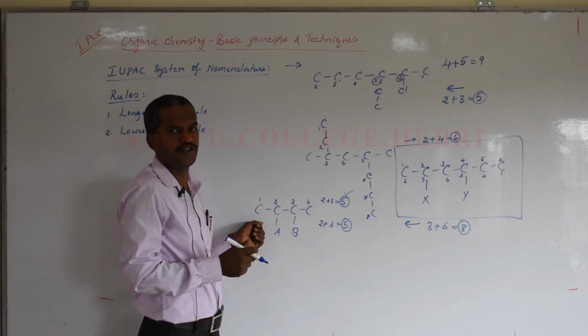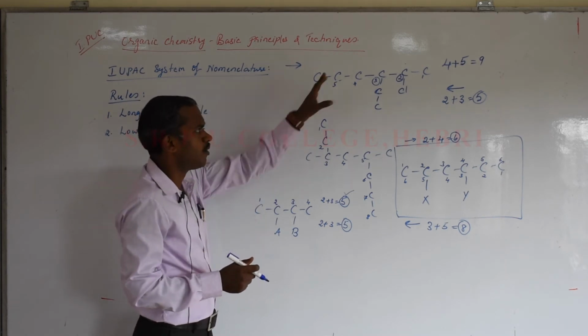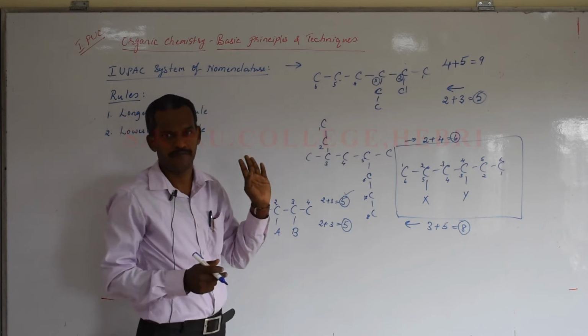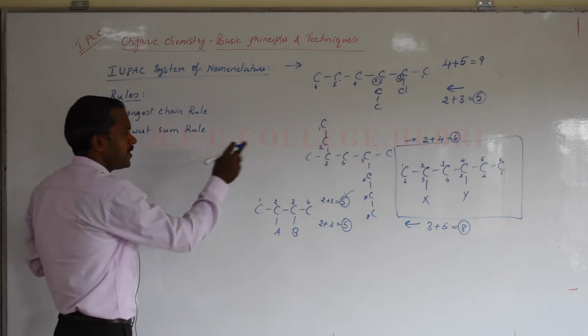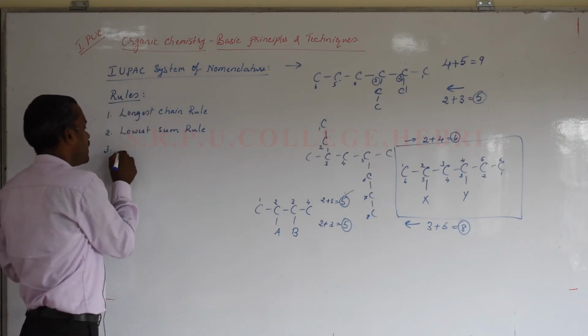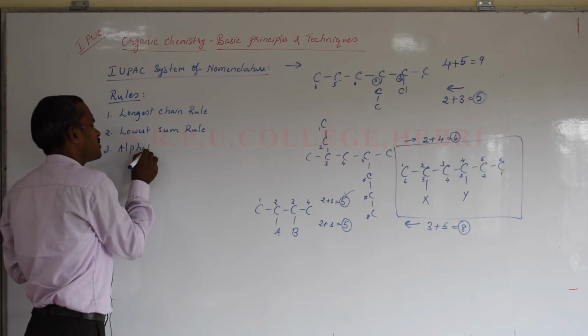Are you clear, students? So that is the second rule. The first rule is the longest chain rule, the second one is the lowest sum rule. Now I think you are clear with that. Let me move on to the third one, that is the alphabetical order of the substituents.